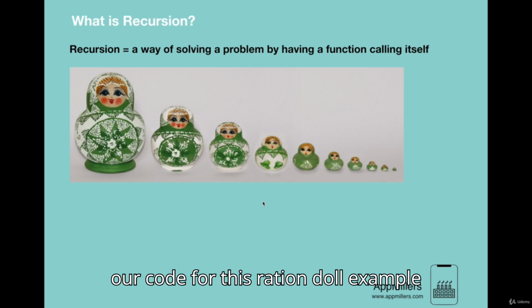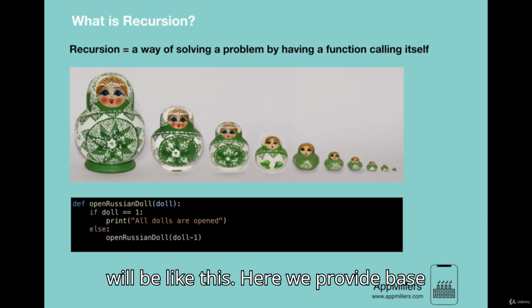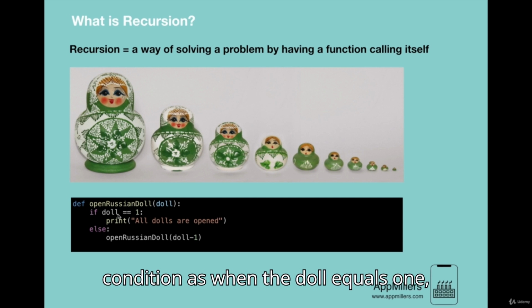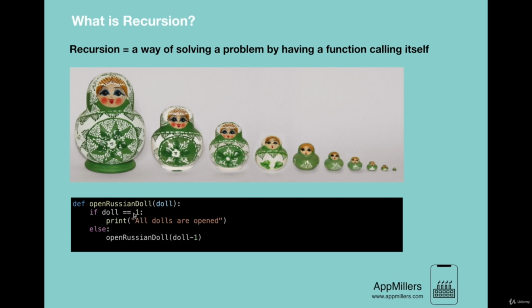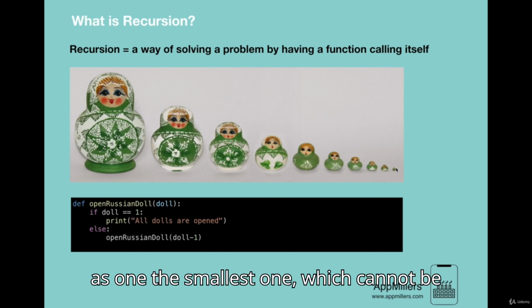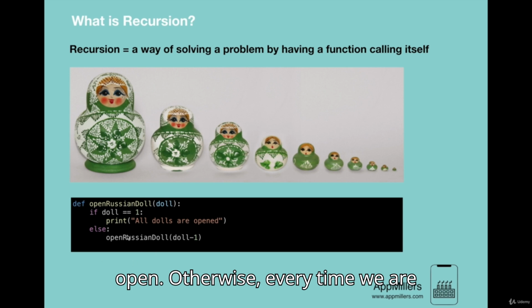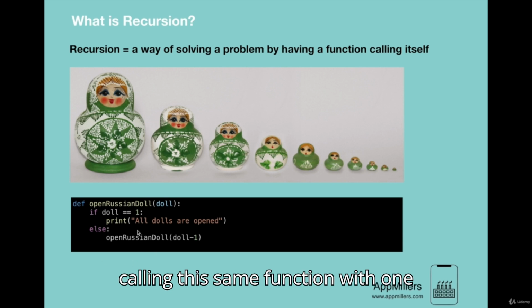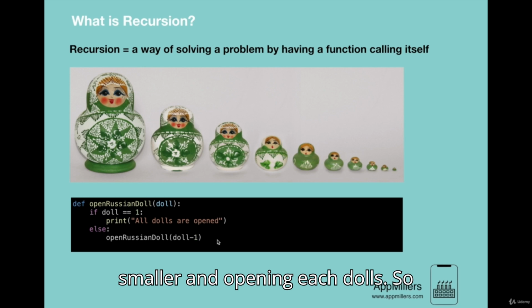So our code for this Russian doll example will be like this. Here we provide the base condition as when the doll equals 1. So all dolls are open. Here I took 1 as the smallest one, which cannot be opened. Otherwise, every time we are calling this same function with one smaller and opening each doll.